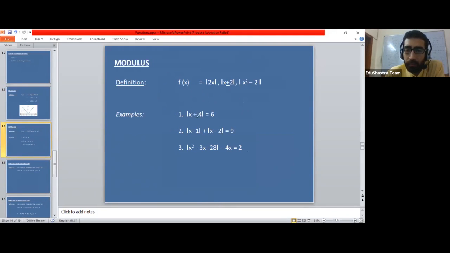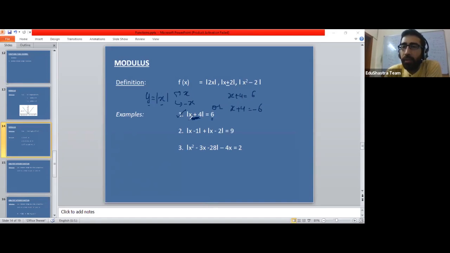Let's talk about this. Mod of x plus 4 equal to 6. I can see this as a certain function y is equal to mod of x plus 4, and it is equal to 6. What does this tell me about x? What you know about f(x), y is equal to mod x, was that y is either equal to x or equal to minus x, which means x plus 4 is either equal to 6 or x plus 4 is equal to minus 6.